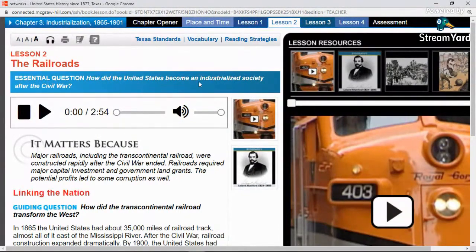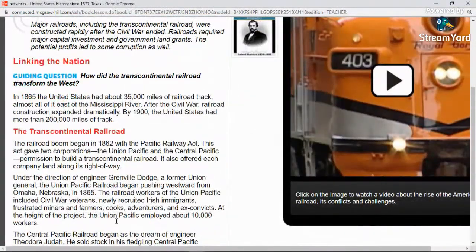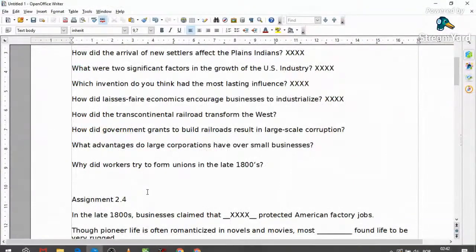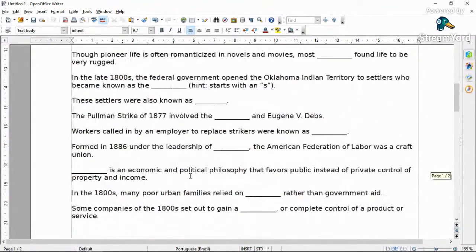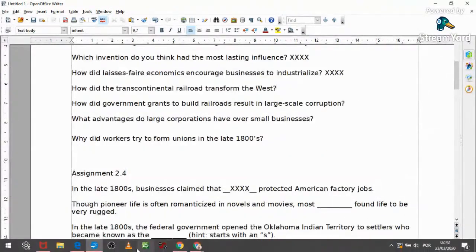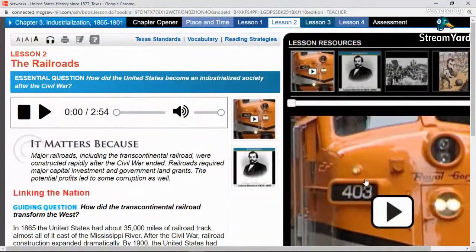How did the United States become an industrialized society after the Civil War? How did the Transcontinental Railroad transform the West? Let's make sure that, oh, look at that. It's the next question. Okay, so let's pay attention to that to see if we can find the right answer. And it should be right under, okay? In 1865, the US had about 35,000 miles of railroad. After the Civil War, it expanded dramatically, and the US had more than 200,000 miles of track. And we saw that already in the first map.